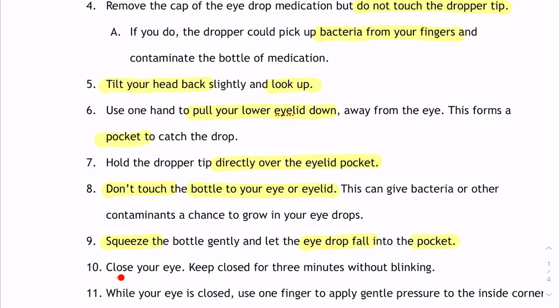Following that, you need to close your eyes and it should be kept closed for at least 2 to 3 minutes without blinking. So, the eye has to be closed at least for 3 minutes without blinking.